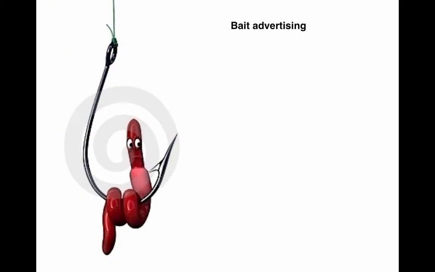The second type of specific prohibition is bait advertising. Section 35 of the Australian Consumer Law prohibits a business from engaging in bait advertising. Bait advertising is the practice of advertising a product at an extraordinarily low price.